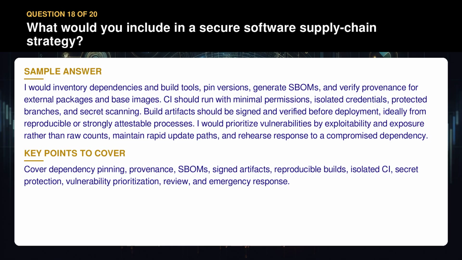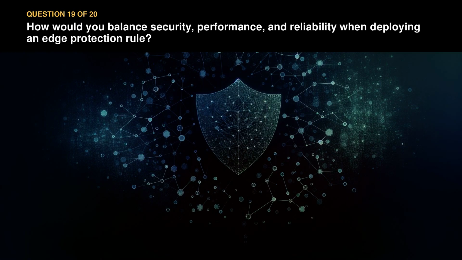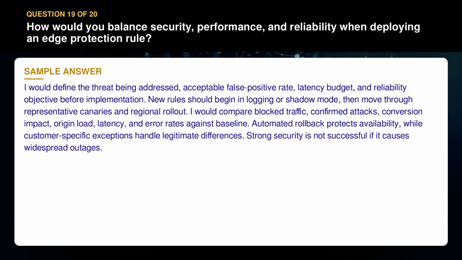emergency response. Question 19. How would you balance security, performance, and reliability when deploying an edge protection rule? I would define the threat being addressed, acceptable false positive rate, latency budget, and reliability objective before implementation. New rules should begin in logging or shadow mode, then move through representative canaries and regional rollout. I would compare blocked traffic, confirmed attacks, conversion impact, origin load, latency, and error rates against baseline.